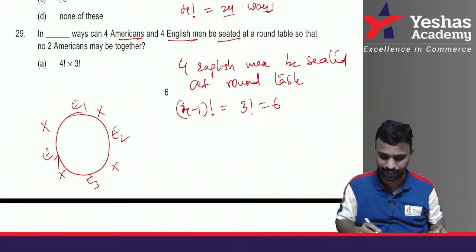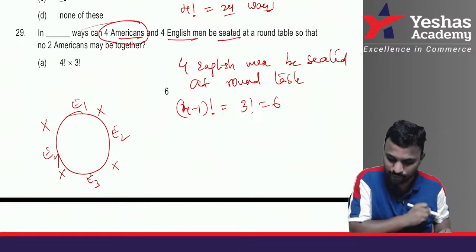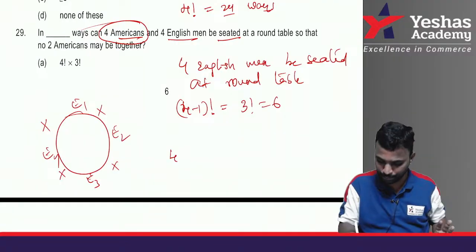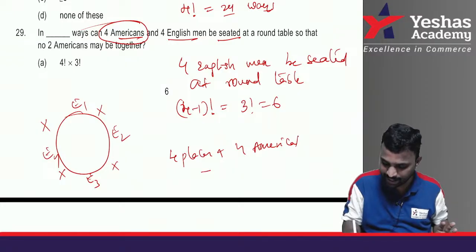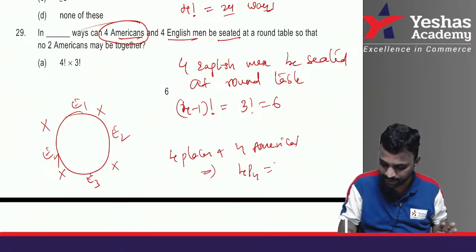There are 4 gaps created, and how many Americans are there? 4 Americans. 4 gaps, 4 places and 4 Americans. It's as good as a linear arrangement now. So 4P4, which is nothing but 4 factorial, which is 24 ways.